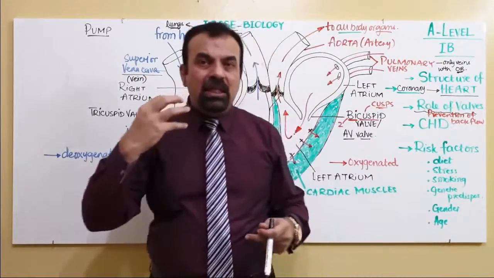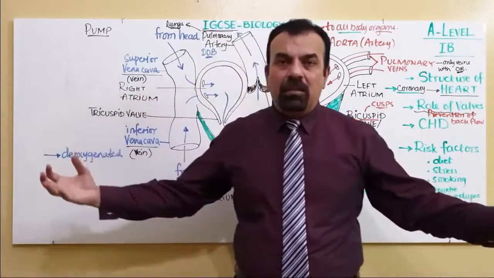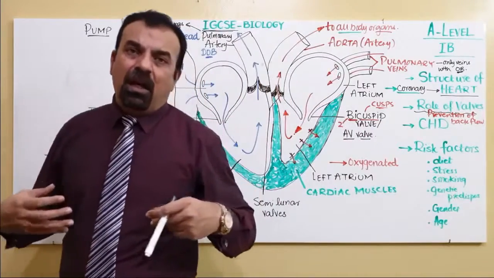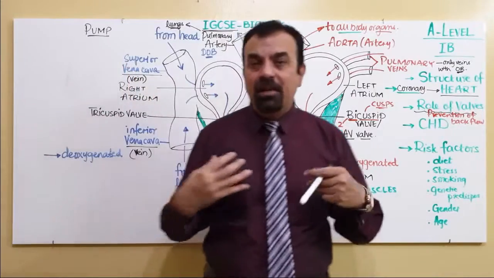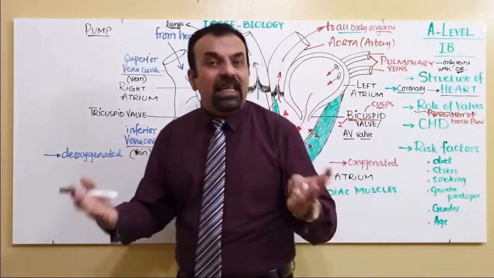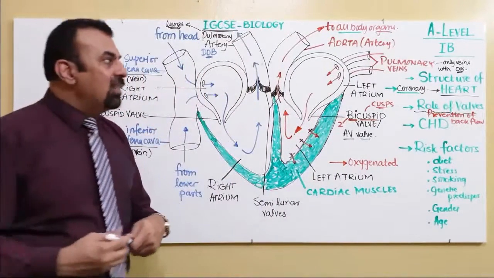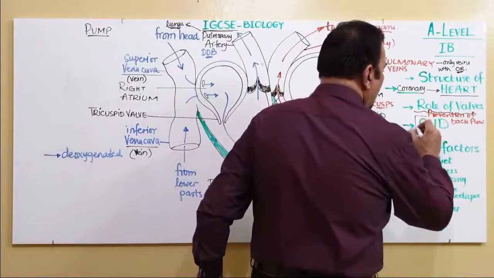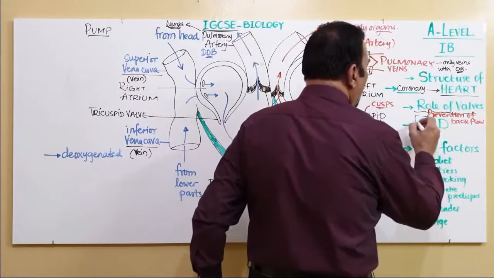Like our eyes need a blood supply. Our muscles need a blood supply. Our kidney needs a blood supply. Our stomach needs a blood supply. Liver needs a blood supply. And similarly, the heart itself also needs a blood supply. And the blood supplying system to the heart is called the coronary artery.